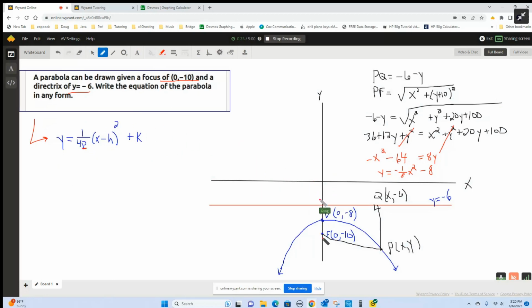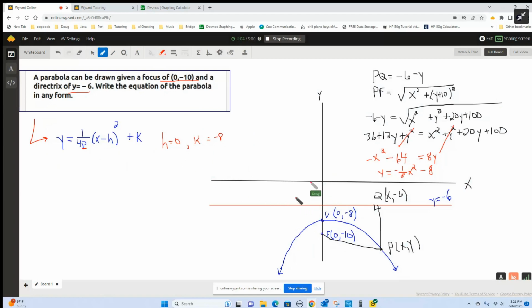So on a parabola, the vertex is halfway between the directrix and the focus. So it's kind of easy to figure out the vertex is at (0, -8), halfway between -6 and -10. And the parabola opens away from the directrix, so the focus is in the interior. So that means for this form, h equals 0, k equals -8.